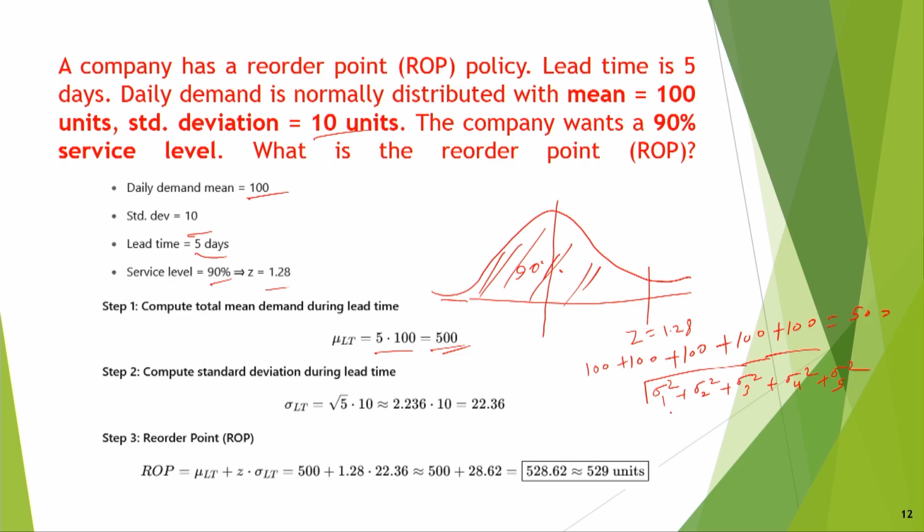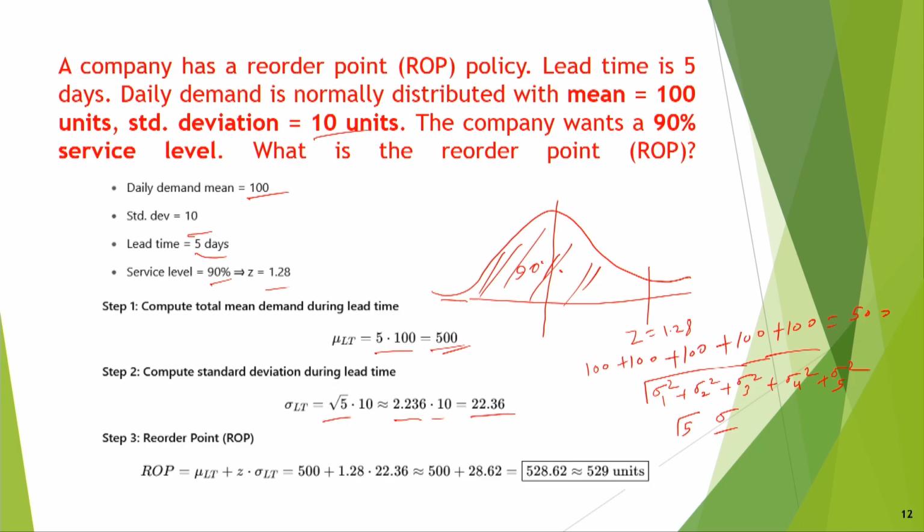So, suppose there are 5 periods and sigma is constant in each period. So, it will be under root 5 times sigma. Sigma LT will be under root 5 into 10. This is one point you have to understand very carefully. Therefore, it is 2.236 into 10, that means 22.36.